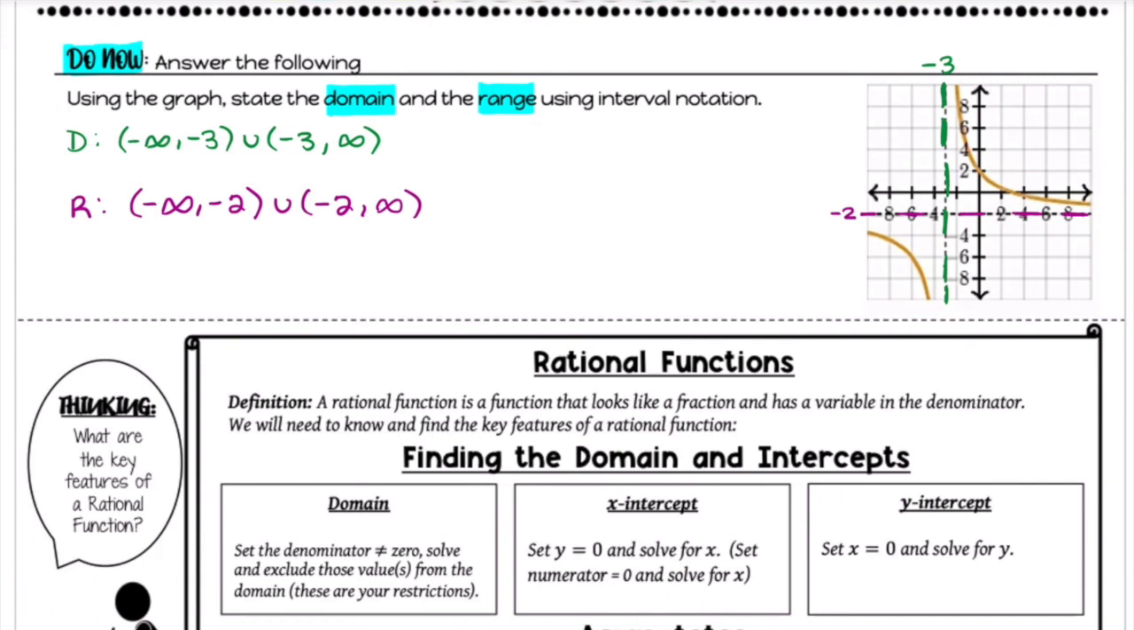All right, so my domain goes from negative infinity to -3, starts up again at -3 to positive infinity. So I see that green wall, vertical asymptote. For my range, it looks like we are heading in both directions towards the y value of -2. So we are starting at negative infinity to -2. That's our wall, from -2 to positive infinity. So we have two types of asymptotes here, which is what we are going to be looking at today.